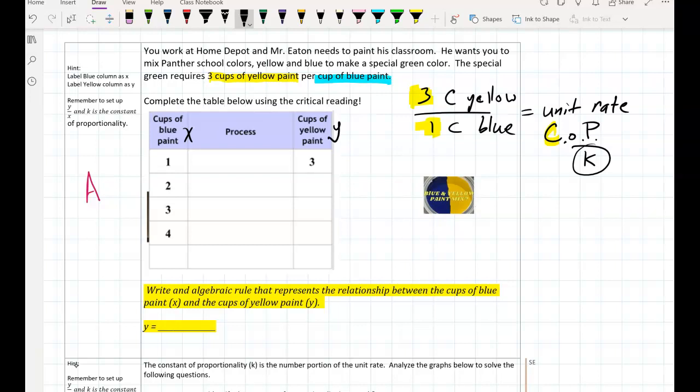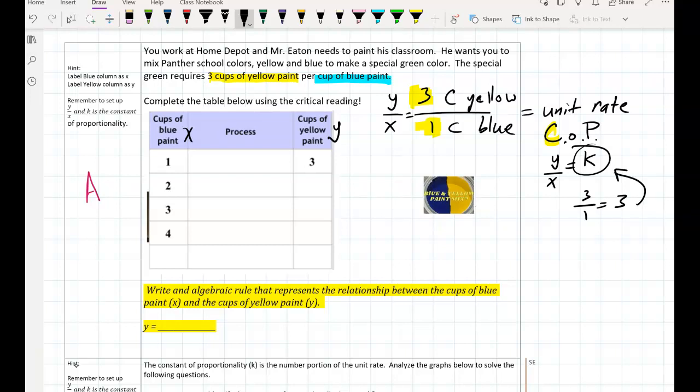And so when we have that, if yellow is the y and blue is the x, y divided by x gives us our constant of proportionality. Y divided by x equals our constant of proportionality. And in this case, that's 3 divided by 1, which is 3. 3 is our constant of proportionality.